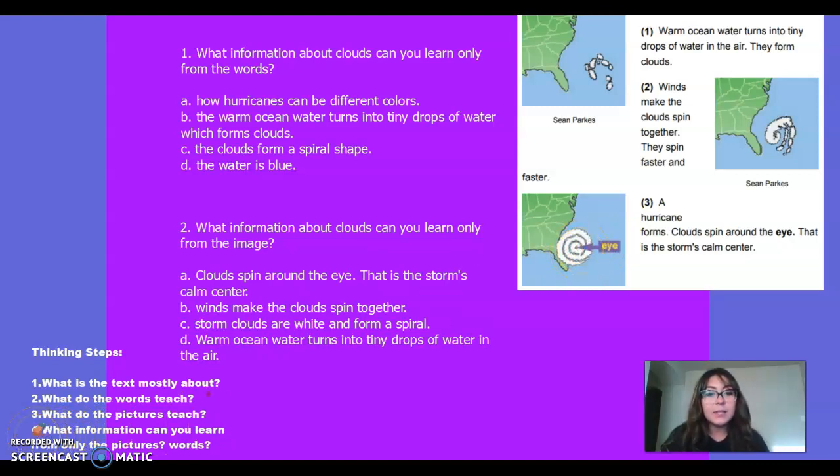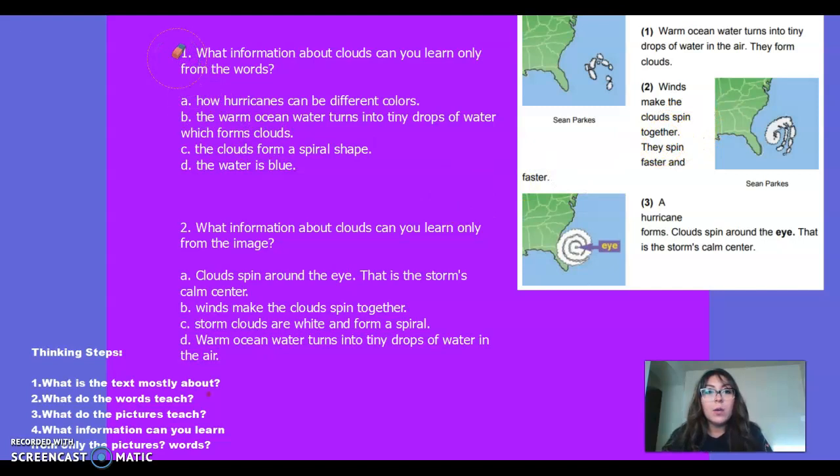The last step says, what information can I learn from just the pictures and just the words? And so this last step is what's going to be found in both of these questions. So let's go ahead and read our questions to figure out what they are going to be asking us and what information we're going to have to find in our article.